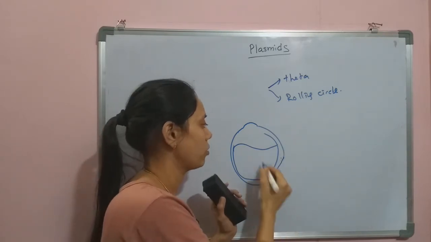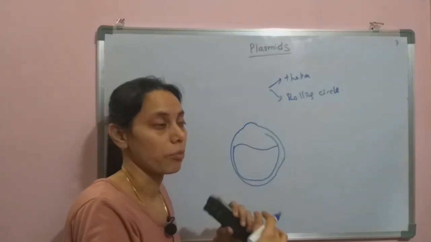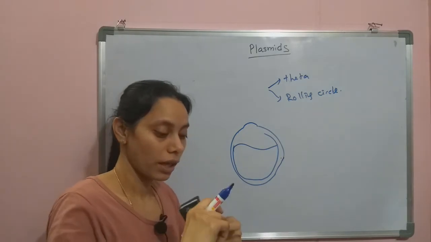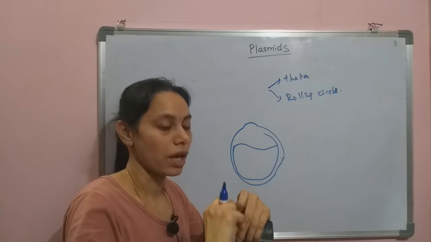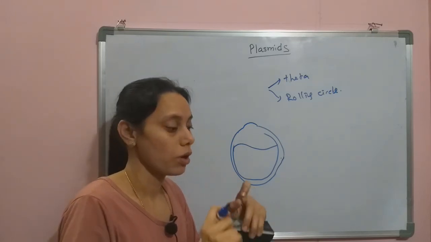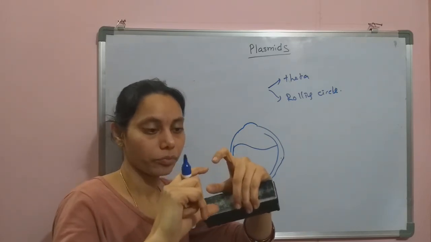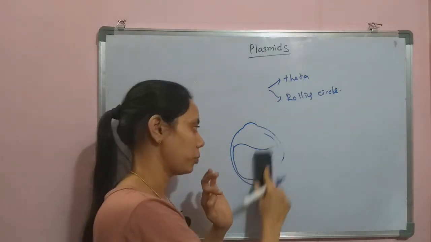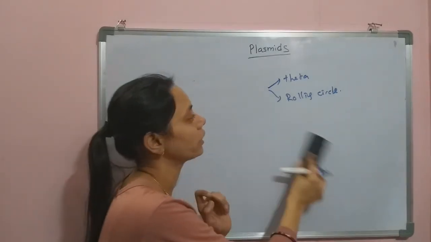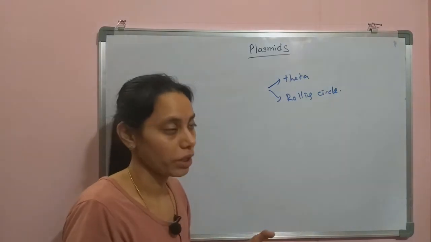Eventually the whole replication will happen, and two intercalating rings will be formed from the same plasmid, and both are interconnected. So by forming a nick, they can open and separate into two plasmids. So that is how the theta mode of replication will happen.